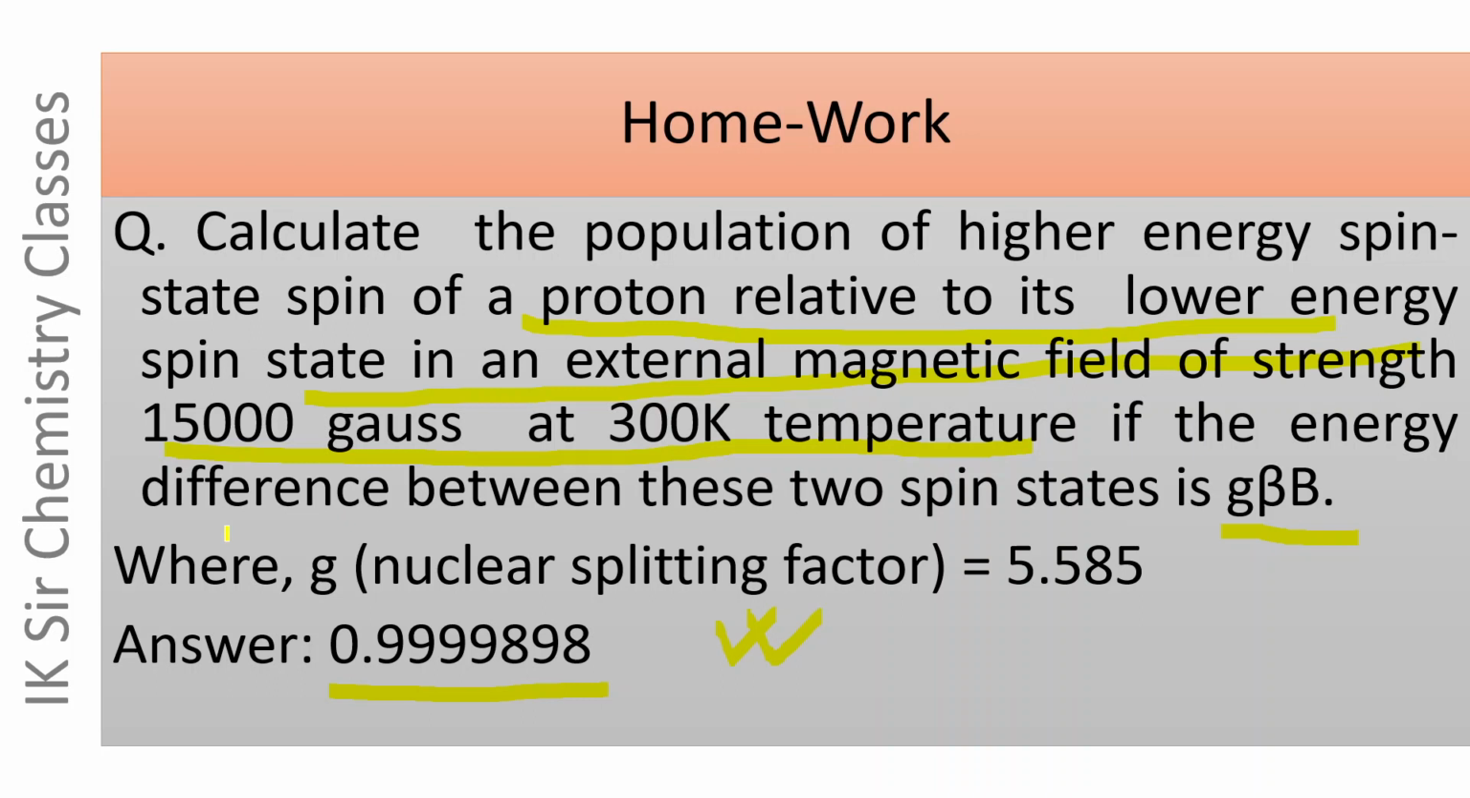We have calculated the relative population of higher energy spin state and lower energy spin state of electron in the previous homework problem. But in this problem, we have to calculate the population of higher energy spin state of proton relative to its lower energy spin state in an applied magnetic field strength of 15,000 Gauss at the same temperature, that is 300 Kelvin. Its answer is 0.9999898.